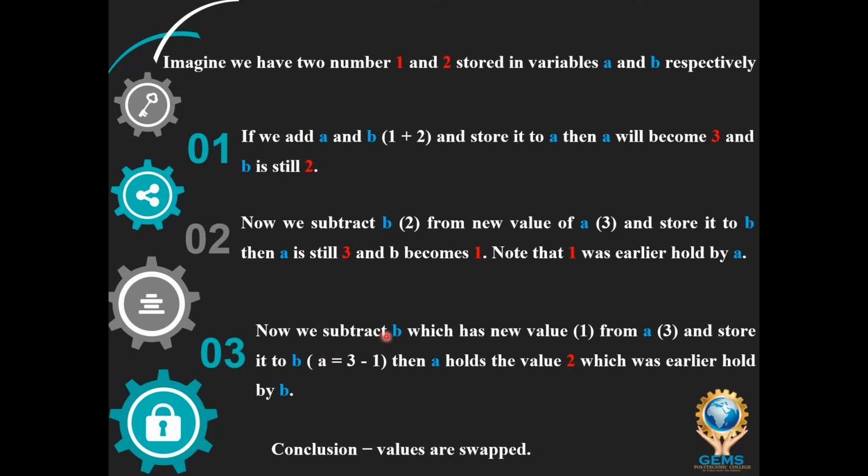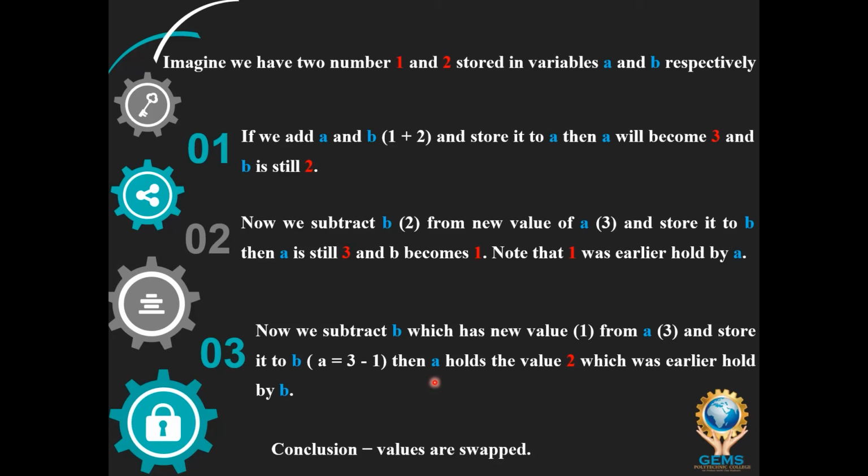So now we subtract B, which has the new value 1. So अभी B के पास कौन सी वैल्यू आ गया? 1 आ गया. From A का नया वैल्यू क्या था? 3 था. And store to B. So अब हमारा क्या हो गया? B का नया वैल्यू 1 है और A का नया वैल्यू 3 है. तो 3 माइनस 1 करेंगे तो 2 होगा. And that value, किसको होल्ड करना है? वो A होल्ड करेगा. Then A holds the value 2 which was earlier held by B.